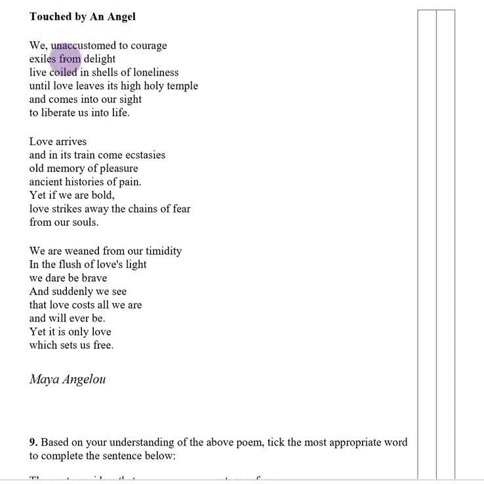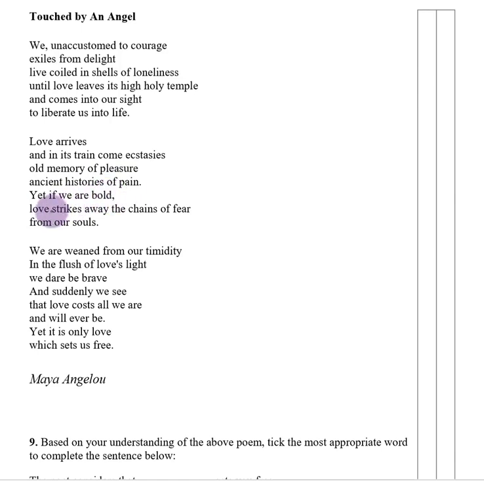Touched by an angel. We, unaccustomed to courage, exiles from delight, live coiled in shells of loneliness until love leaves its high holy temple and comes into our sight to liberate us into life. Love arrives, and in its train come ecstasies, old memory of pleasure, ancient histories of pain.